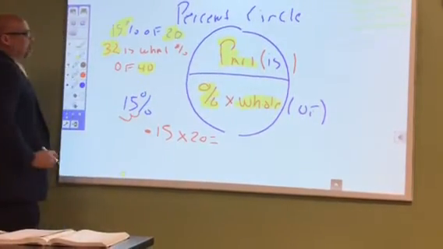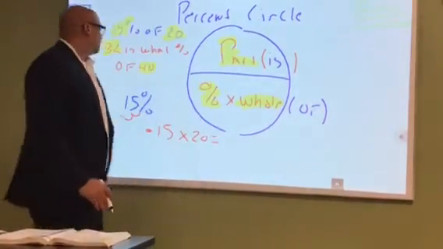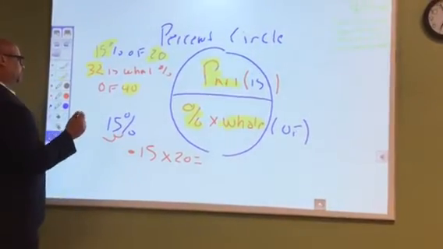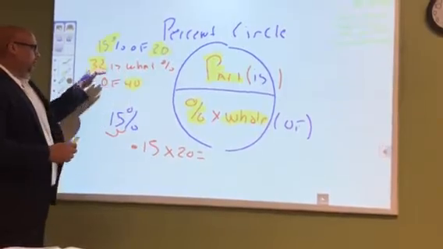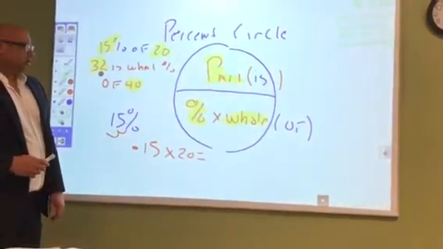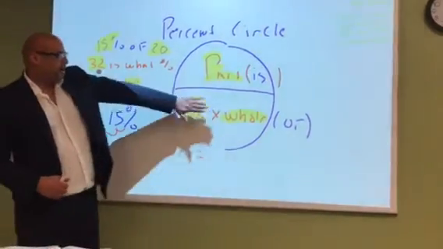Very good. Now I said the word part always refers to "is," and the word whole refers to "of." Do we have a percent here? In the second one, 32 is what percent of 40? Do we have a number for percent? No, there's no number in front of it. We're looking for the percent, so we cover our hand over that.